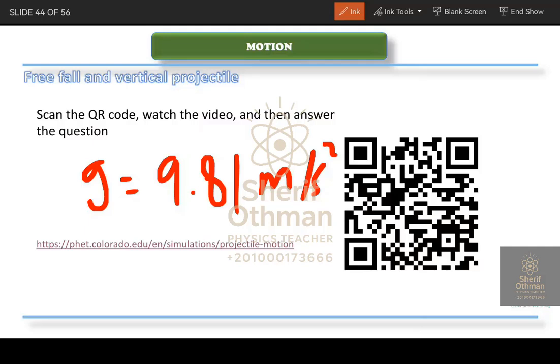Okay, guys, which rules are we going to use during the calculation of V initial and V final for vertical projectile and free fall? We are going to use the same motion equations. Motion equations are applied for vertical projectile and free fall, with some terms changed. But during the solving of the problem itself, don't change these terms. Just know that the distance is the height and the acceleration is gravity.